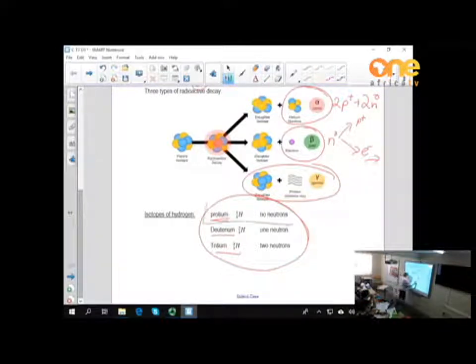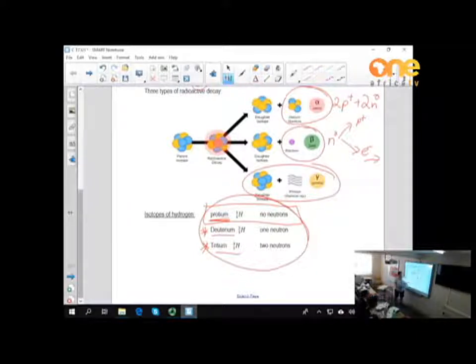The first one, with no neutrons, is 99.999% of them. And very few are these two. So when we add all the masses together and we work out the average in the ratio in which the isotopes occur, we get a mass of 1.0079. The first isotope of hydrogen is known as protium.